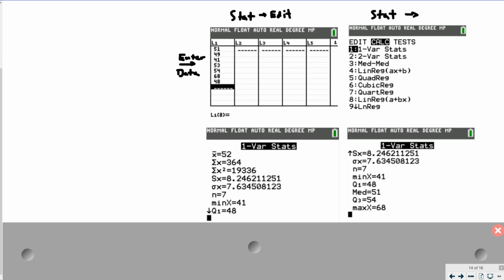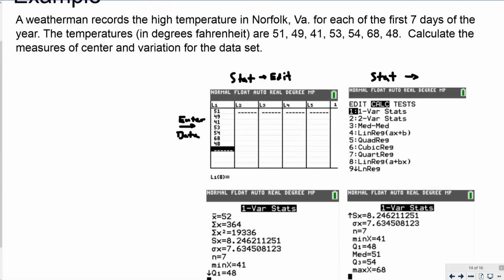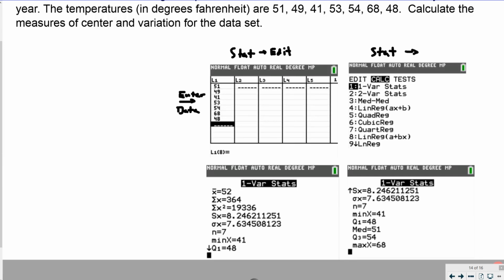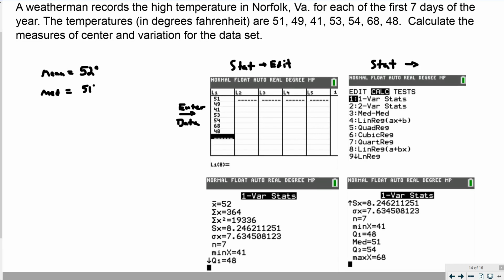Scrolling down here, my one variable statistics showed me this. So calculate the measures of center. The mean here is 52 degrees. The median, excuse me, I had a serious brain fart. The median here would be 51 according to my calculator screen. And then the mode I would have to calculate myself by just looking at the data: 51, 49, 41, 53, 54, 68, and 48. There is no mode since none of the data values are the same.